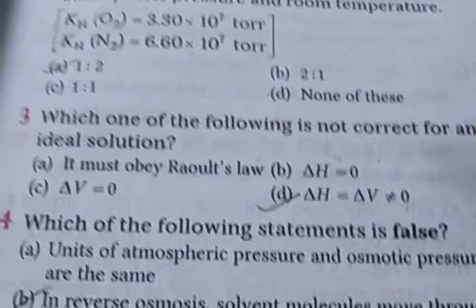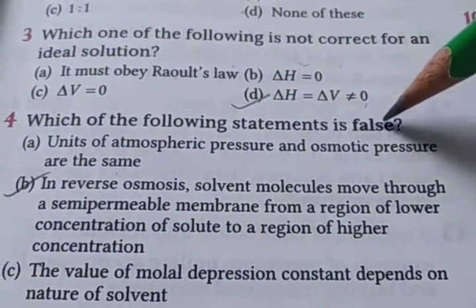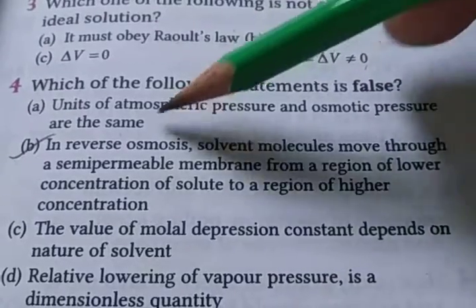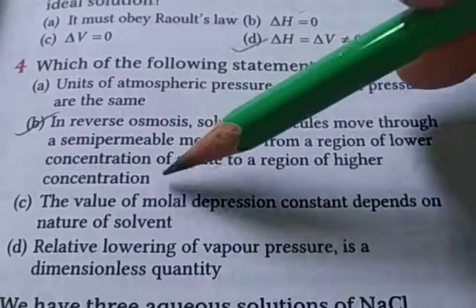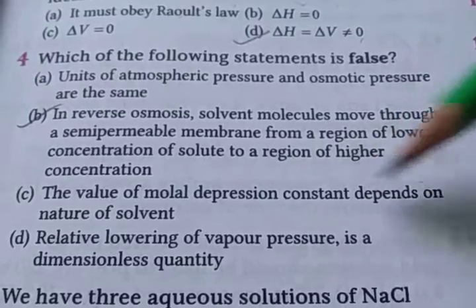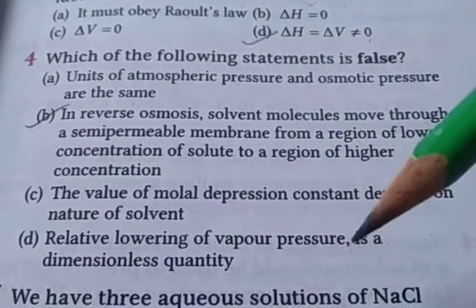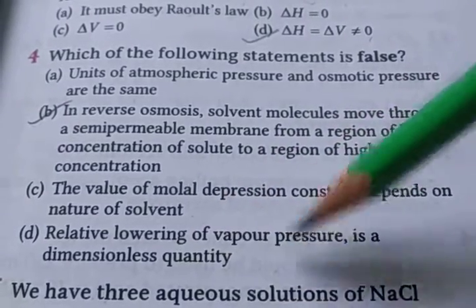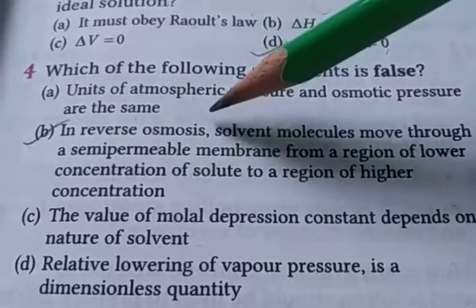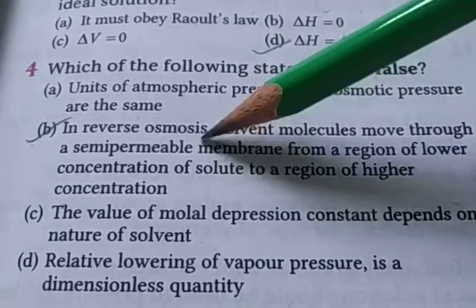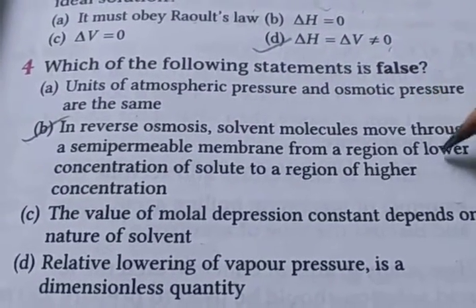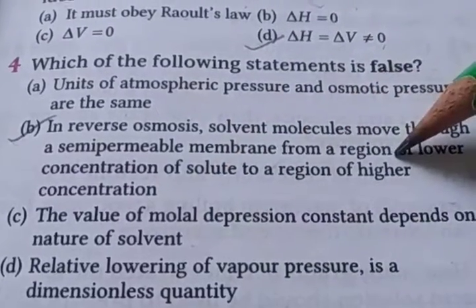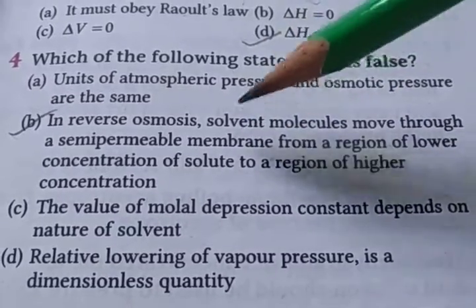Okay. Next question is, which of the following statements is false? Units of atmospheric pressure and osmotic pressure are similar. Correct. The value of the molar depression constant depends on the nature of the solvent. Correct. Relative lowering of the vapor pressure is a dimensionless quantity. Correct. Only B: in reverse osmosis, solvent molecules move through a semi-permeable membrane from a region of lower concentration of the solute to the region of higher. Wrong. It is higher to lower in osmosis. Okay, clear? So B is false.